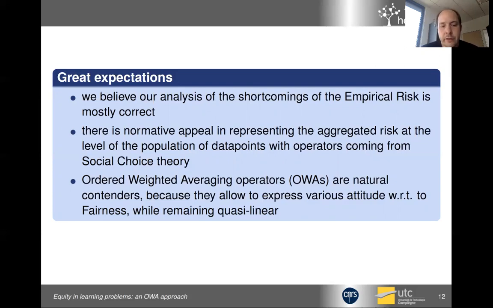And also, order-weighted averaging operators are very natural contenders because they allow us to express various attitudes with respect to fairness, or equity, and they remain quasi-linear, which means that once you have done the sorting, then all the learning you have to do has the same complexity as what you do with empirical risk. So thank you, and if you have questions, you can send them to us or directly ask.